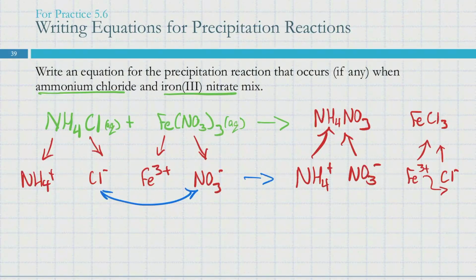And then we've got to refer to our solubility rules. So we're going to look up ammonium and nitrate. Ammonium is soluble. So this one's soluble. We'll just put an (aq) behind it. And then for our iron(III) chloride, we're going to find chloride. Chloride's generally soluble except with some things that are not iron(II).